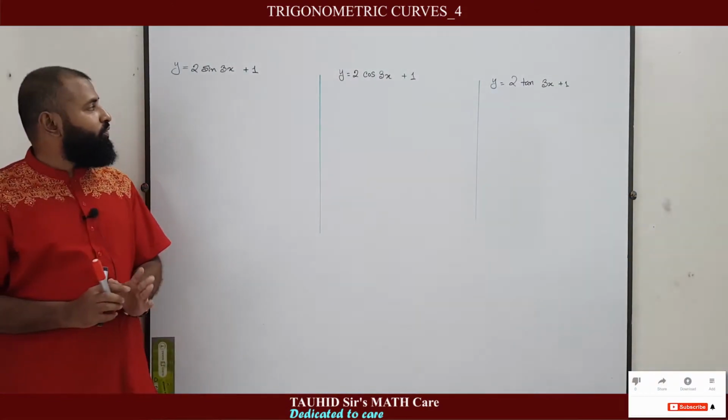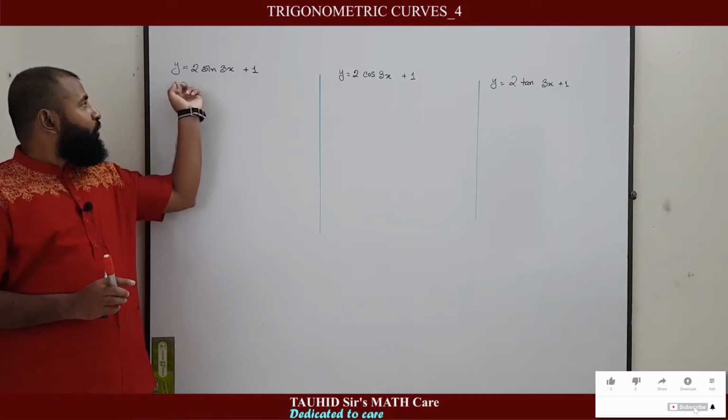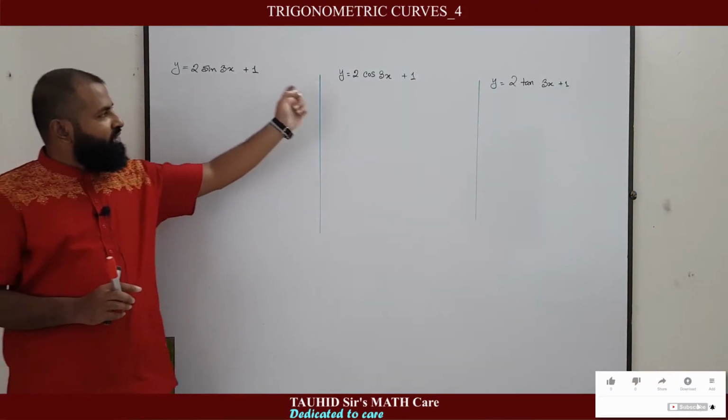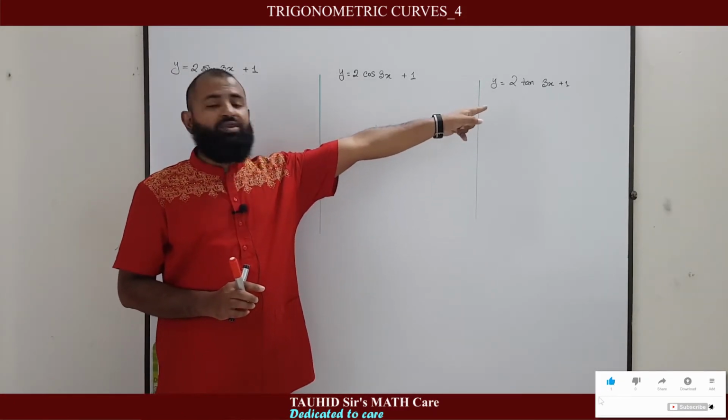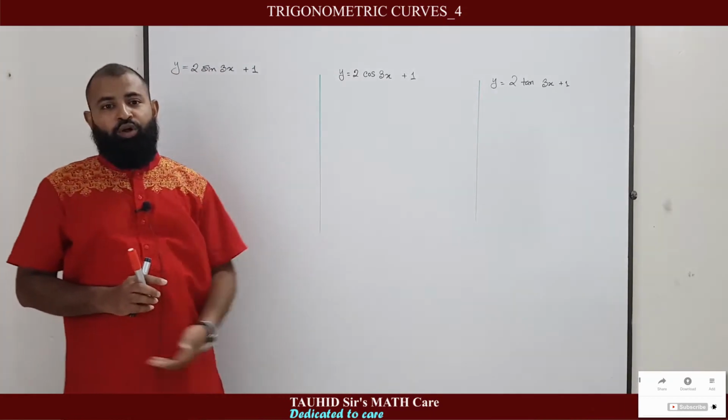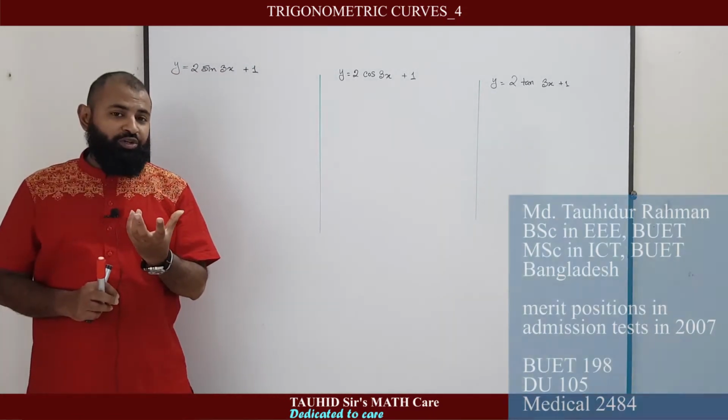The graph of trigonometric equations y equal to 2 sin 3x plus 1, y equal to 2 cos 3x plus 1 and y equal to 2 tan 3x plus 1. First of all, we will pick the information from here.